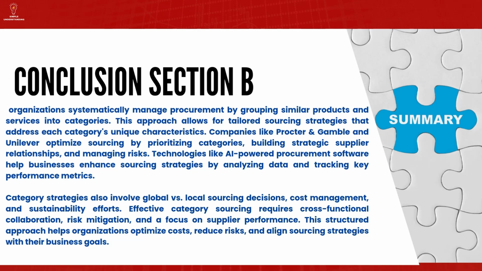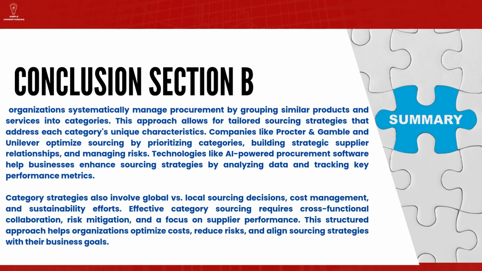Companies like Procter & Gamble and Unilever optimize sourcing by prioritizing categories, building strategic supplier relationships, and managing risks. Technologies like AI-powered procurement software help businesses enhance sourcing strategies by analyzing data and tracking key performance metrics. Category strategies also involve global versus local sourcing decisions, cost management, and sustainability efforts.